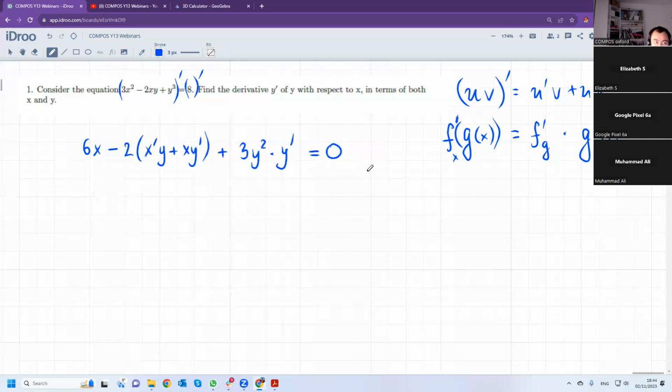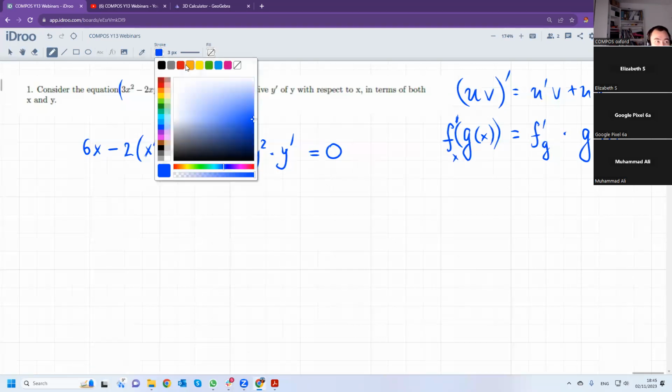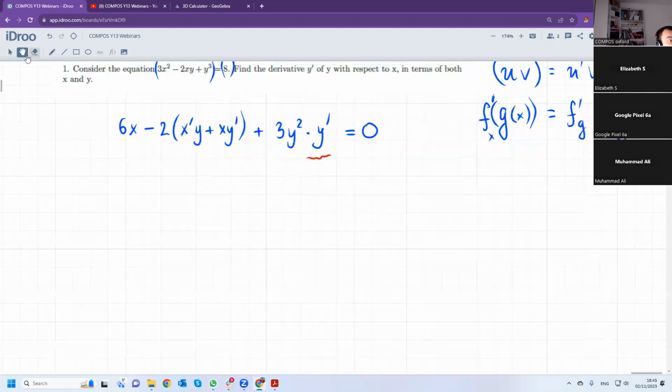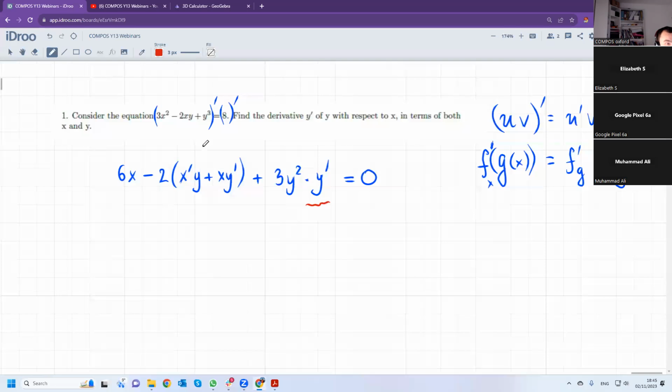How well do you understand what I just did on a scale of 0 to 10, please? Is there anyone confused why I have y prime here? Okay. That is a valid question, Matthew. Yes. How do I do y cubed?